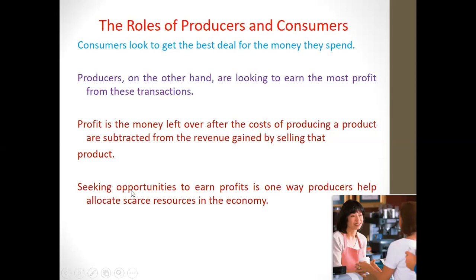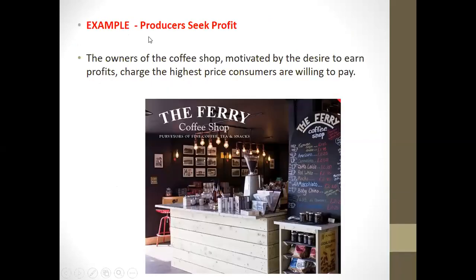¿Entendido? Now, seeking opportunities to earn profit is one way producers help allocate scarce resource in the economy. Now, here there are 2 examples of this. Example, producer seeks profit. The owner of the coffee shop, motivated by the desire to earn profit, charge the highest price consumers are willing to pay. ¿Qué se refiere?